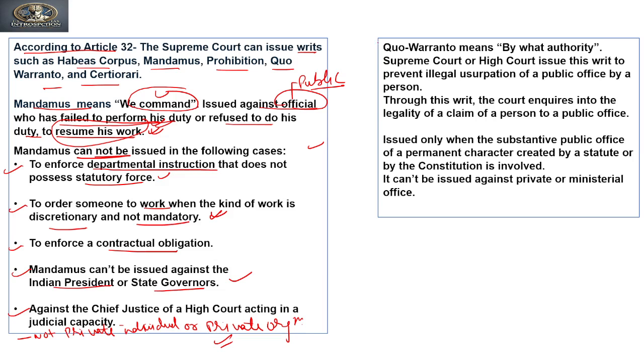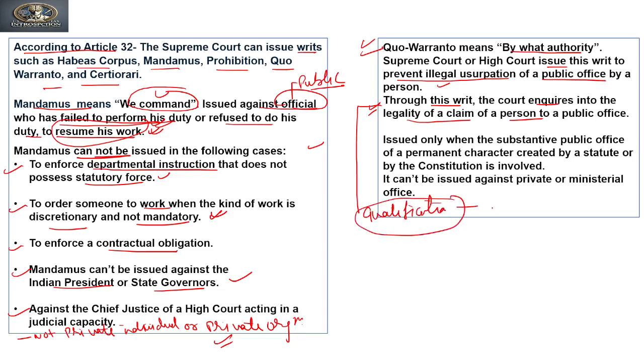So this is mandamus. Now quo warranto means "by what authority". The Supreme Court or High Court issues this writ to prevent illegal usurpation of a public office by persons. Through this writ, the court inquires into the legality of a person's claim to public office. Actually, the court will inquire into the qualification. That's why it is said, by what authority, under what qualifications a person has acquired the office or is holding the chair, right?